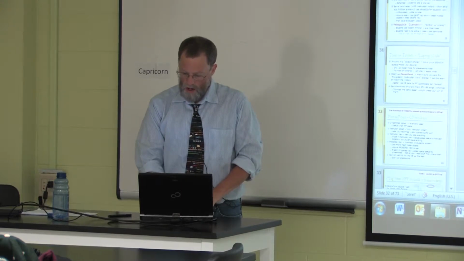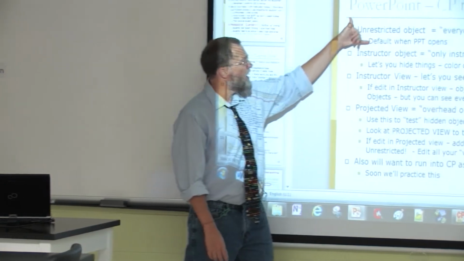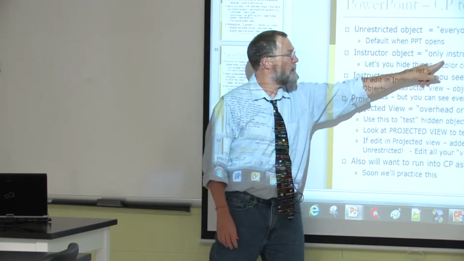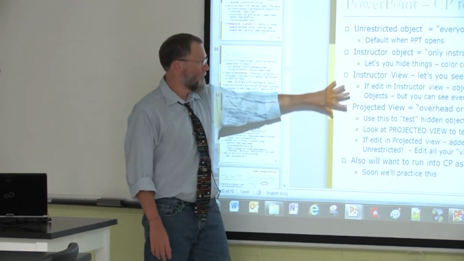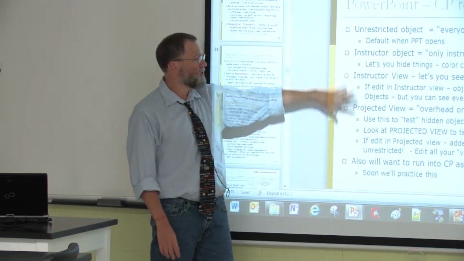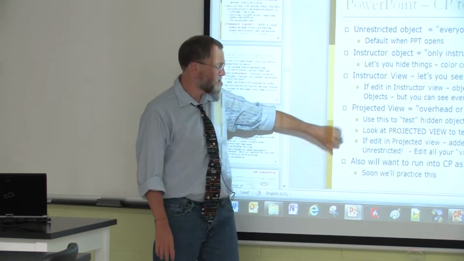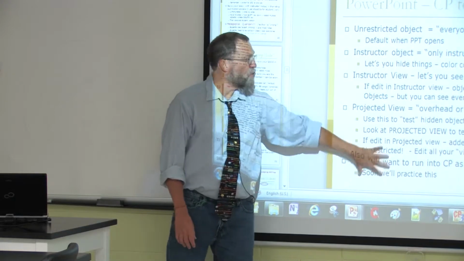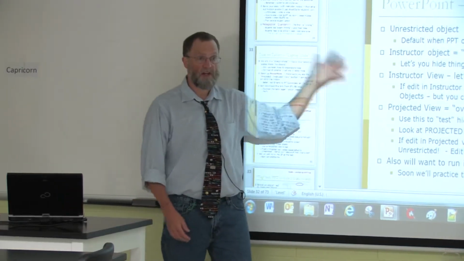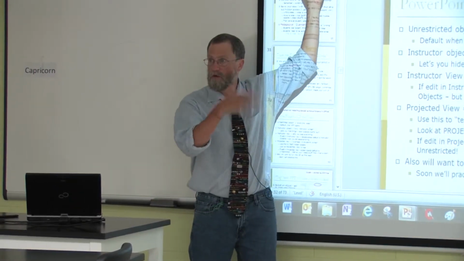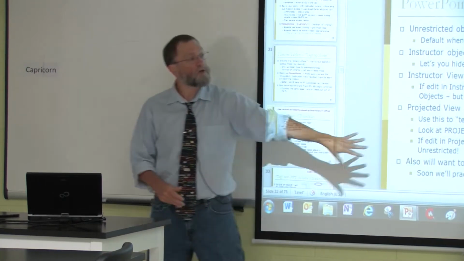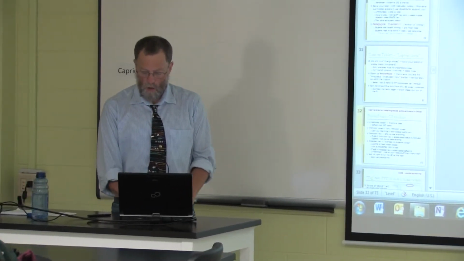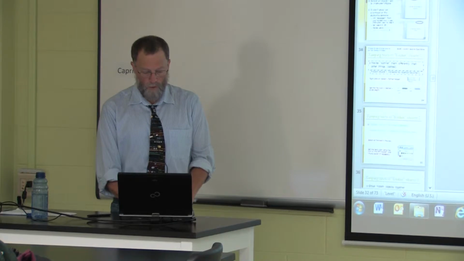So I talked about this. The unrestricted object, the instructor object is only on my instructor screen. Instructor view lets you see everything. Projected view is only what's going to be projected on the overhead screen. Once we're done with this, this gives you a test to say projected view, what disappears and what doesn't, but we're going to want to run in Classroom Presenter to make sure it's really as we thought it was going to look.